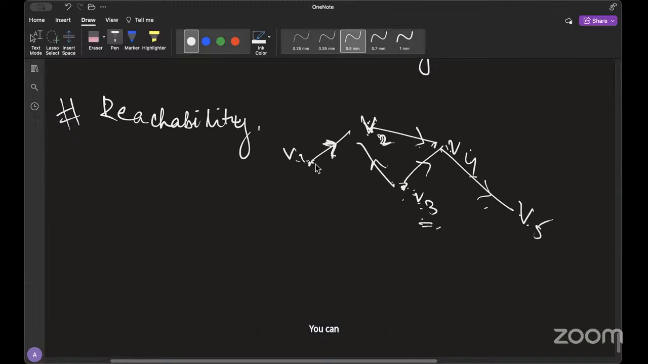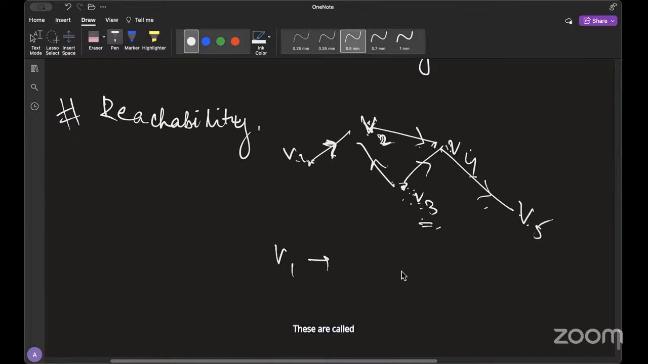You can't go from V1 to V3 directly because there's no edge. So you'll have to go here. And from V2, you can't go to V3, so you'll have to come here. From V4 also, you can't come to V3. Then you'll have to go here. From V5 also, you can't come to V3. That means there's no path from V1 to V3, right?